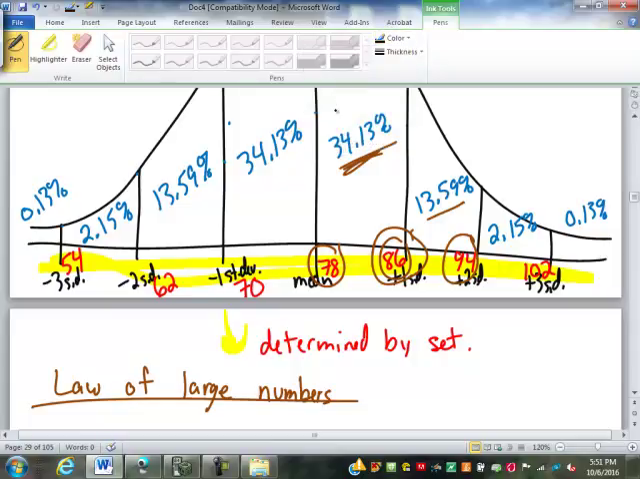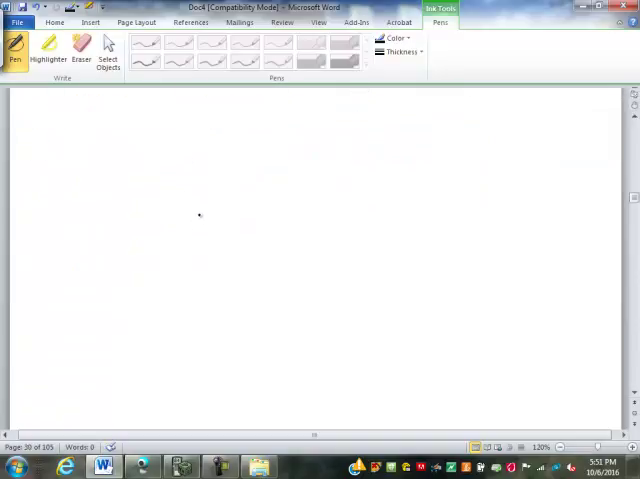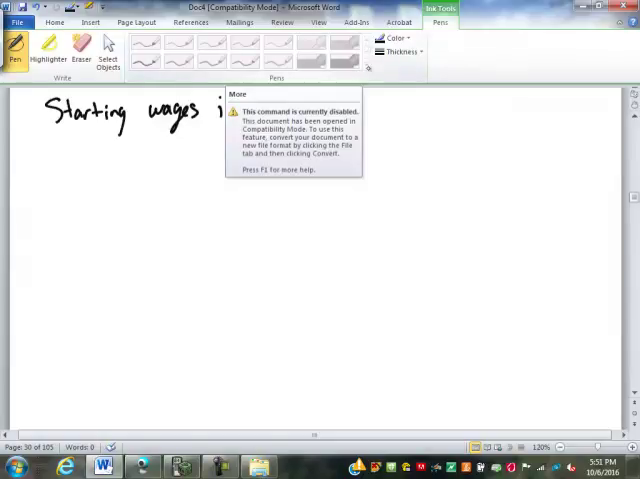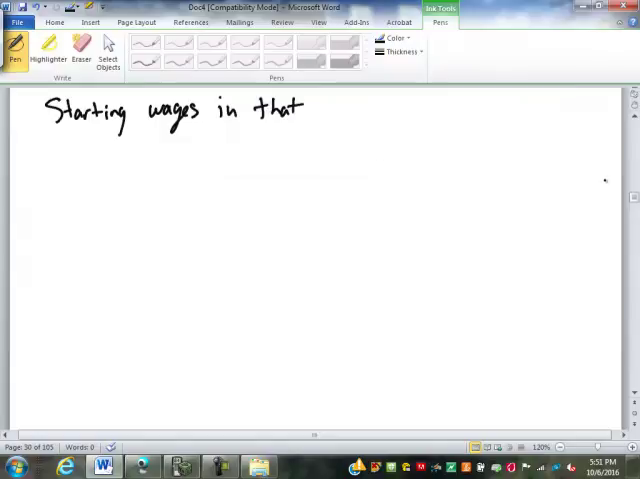Okay, so now let's take a peek at another application of this. Let's say that you get out of school and you want to go get a job, and you are offered a job in a different area. You're not really sure how pay is in that area, so you want to look at starting wages in that area. This is actually going to go with the empirical rule, which the law of large numbers kind of overlays everything.